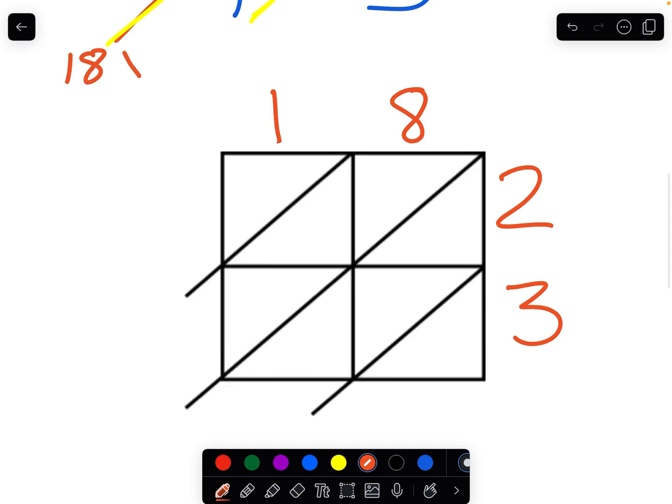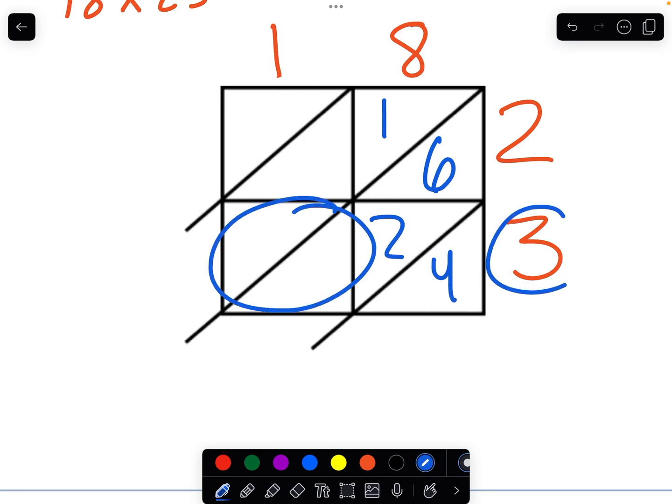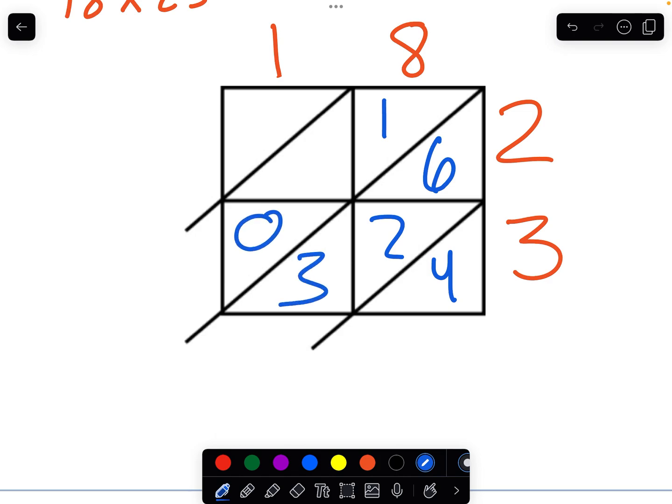Let me actually put it up top. 18 times 23 equals what? Let's do it, guys. Start here. 2 times 8, that's 16. Remember, 10's digit there, 1's digit there. Now I'm going to do 3 times 8, that's 24. Now I'm going to go over here and do 3 times 1. 3 times 1 is 3. And now over here, 2 times 1. Well, that's just 2. And now let's do our addition.